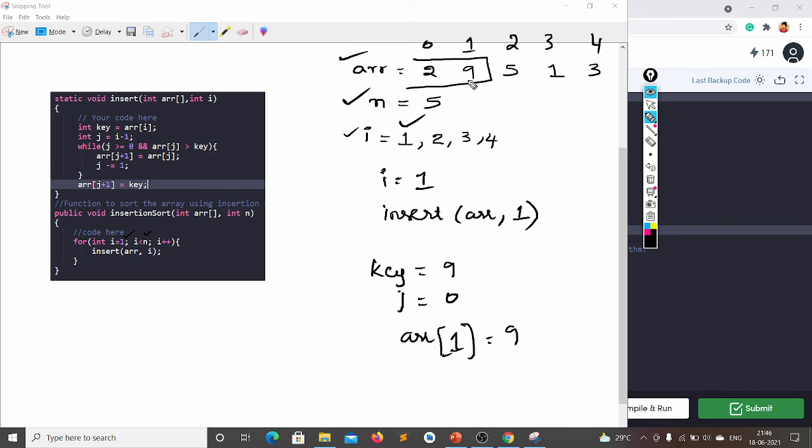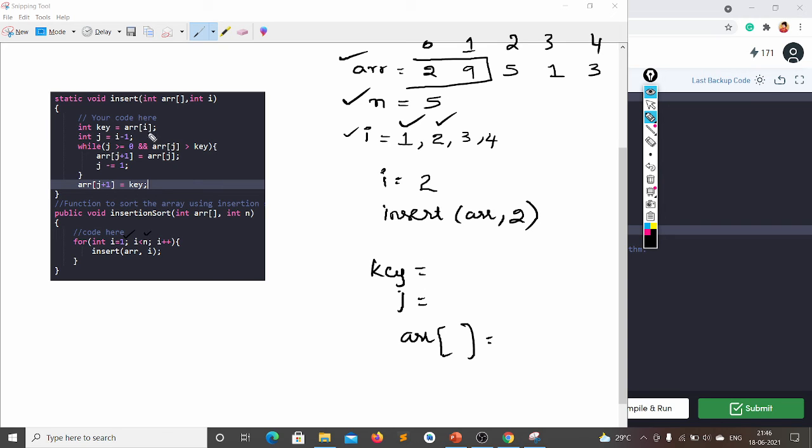Here my 2 and 9 are already in ascending order. Now let's take my i as 2 here, and I pass 2 here. What will be my key?